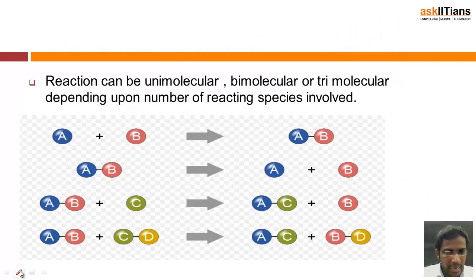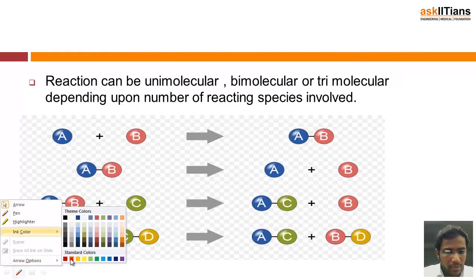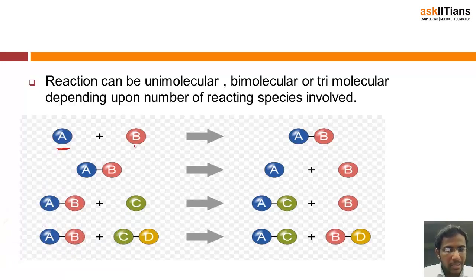In the first reaction, atom A reacts with atom B and forms a molecule AB. In this reaction, the reacting species are atoms. How many species are involved? 2 species: one atom and one atom. So 2 atoms are involved, and its molecularity is 2. If molecularity is 2, such reactions are known as bimolecular reactions. Bi means 2. So this is an example of a bimolecular reaction.